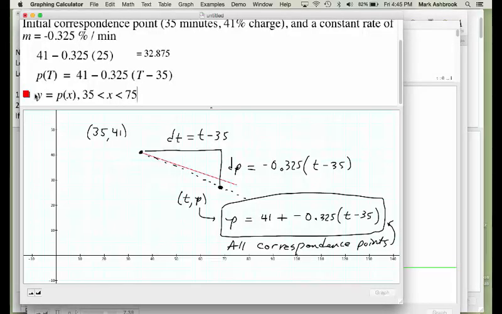And so this was a sketch, this was a guess at where the line would fall. But now what did we graph? We've graphed all the correspondence points, which are determined by all the corresponding values that would make this equation true. Given a time t, the corresponding percent of the charge in the battery is each one of these points of the graph.